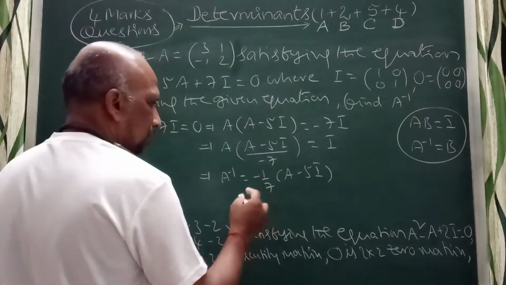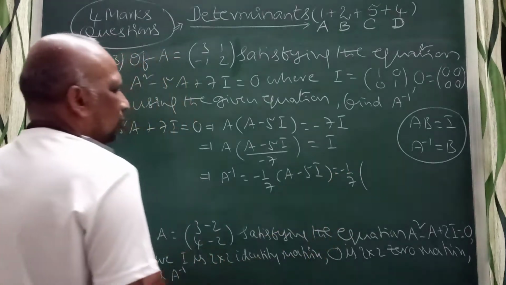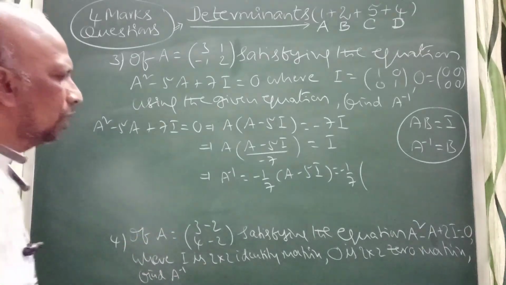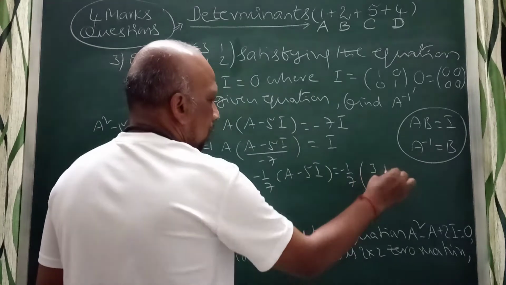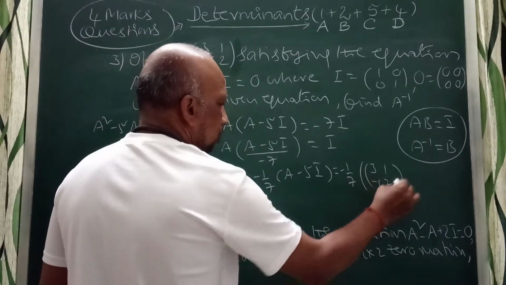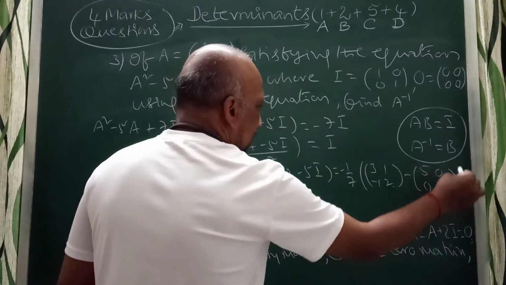Now I can split minus 1 by 7 times A minus 5I, so I can take the matrices here. A minus 5I: A means 3 1 minus 1 2, the matrix 3 1 minus 1 2, minus 5I, so 5 0 0 5, right?